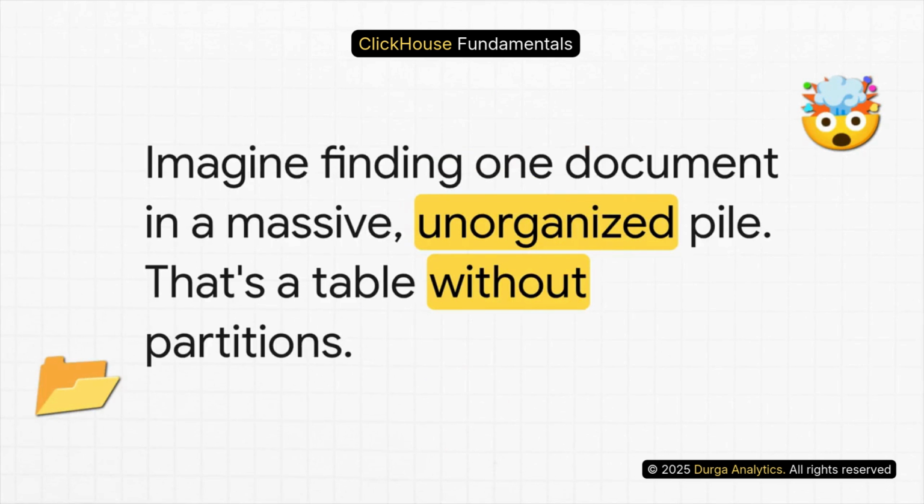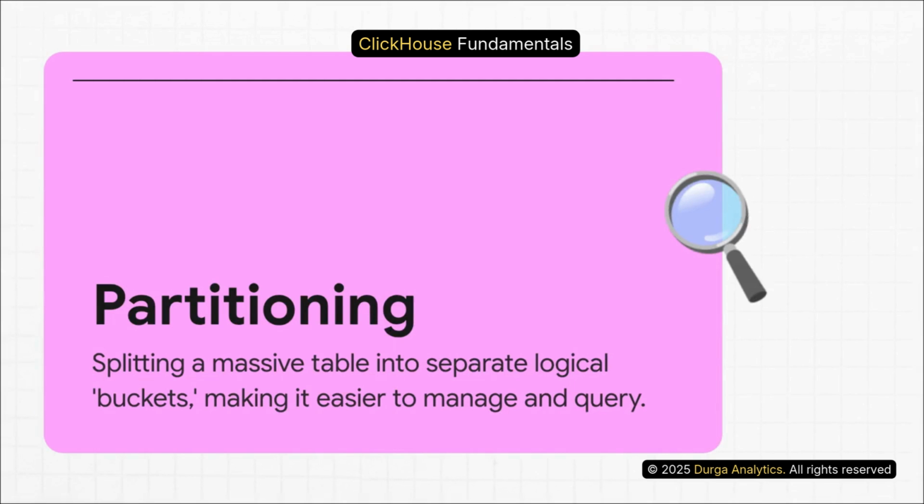To really get this, I want you to picture a giant warehouse. And on the floor is a massive, disorganized pile of millions of documents. Now, if I ask you to find one specific document from last March, what do you have to do? You have to search through the entire pile, piece by piece. That's a full table scan. And it's exactly what ClickHouse has to do with a big, unpartitioned table. It's just brutal.